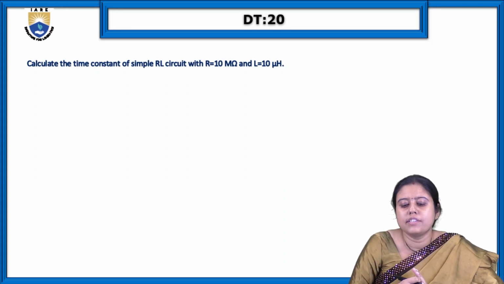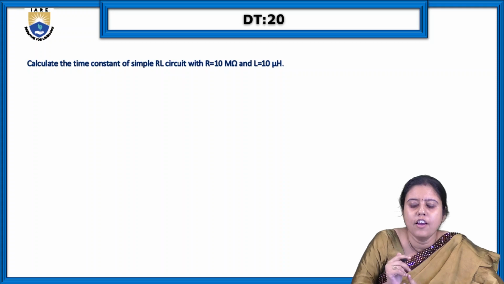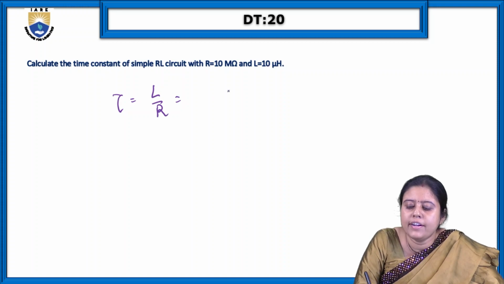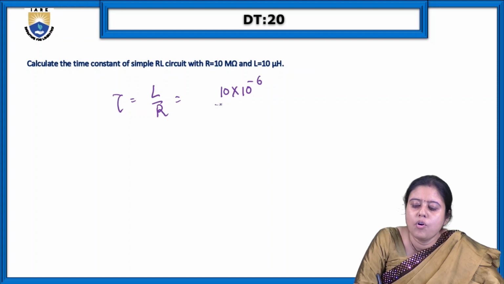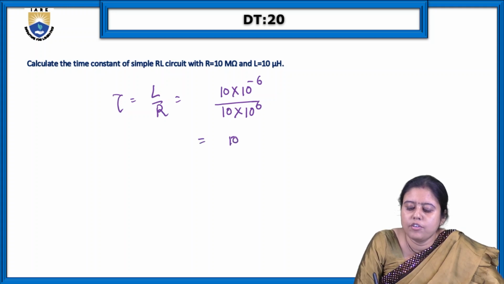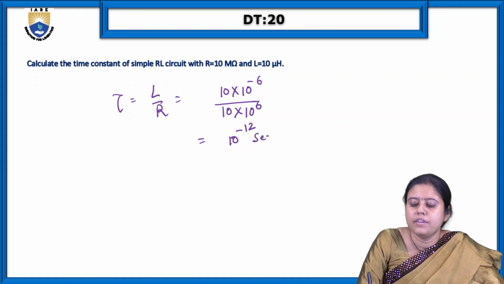Calculate the time constant of a simple RL circuit. This is also very easy. What is the time constant tau? L by R. What is the value of L? 10 into 10 to the power minus 6. What is the value of R? 10 into 10 to the power 6. So it will be 10 to the power minus 6 by 10 to the power 6, that is 10 to the power minus 12 second.